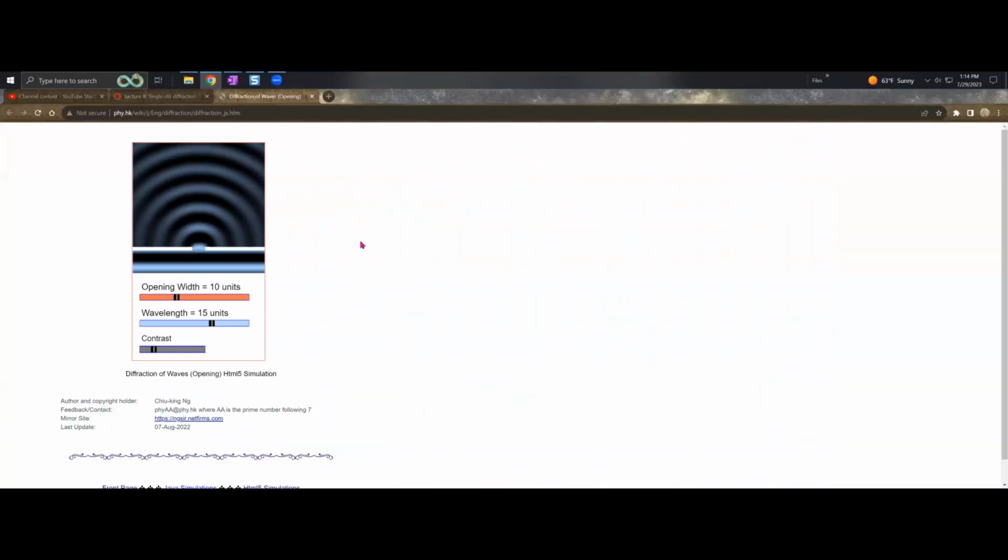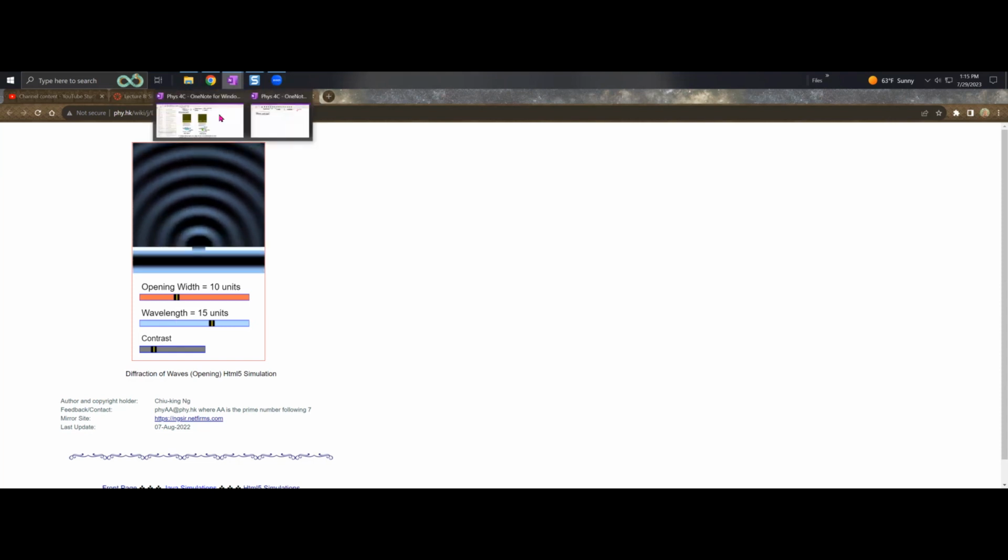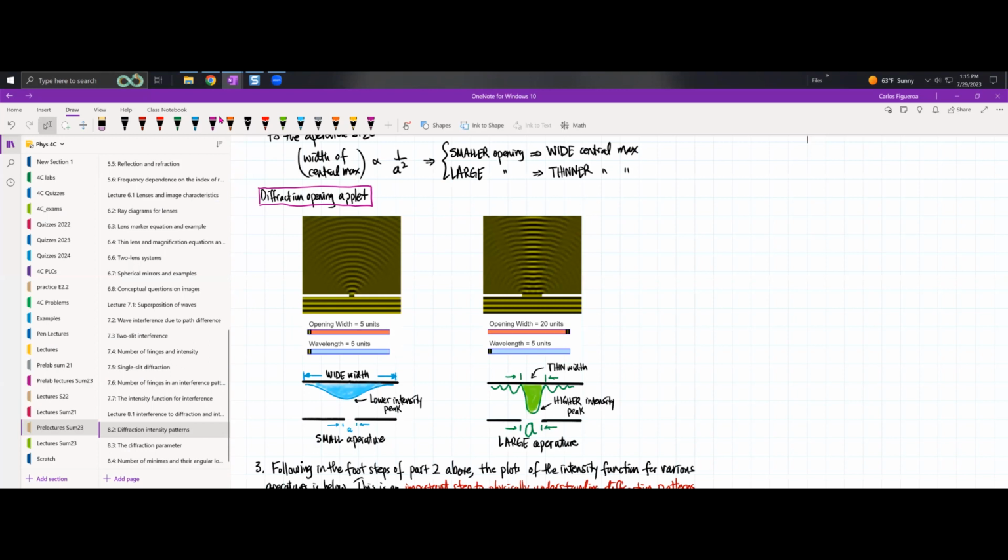And what you're seeing here is that I have a single slit, then I can adjust the opening of the width, and I can adjust the wavelength. So what I'll do here is change it so that the width and the wavelength are the same. So I'm going to take this wavelength and make it as small as possible. Then I'm going to take the width and make it as small as possible.